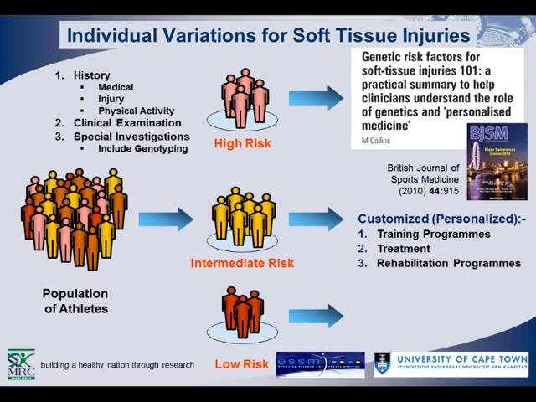So how can individual variation lead to soft tissue injuries? Well, taking into account the individual's medical or clinical history, the injury profile, their physical activity, one can look at the genotype, and together with all of this, we can stratify individuals into high risk categories, intermediate risk categories, or low risk categories. Once you know the individual's risk status, you can therefore design or manage that individual's training or rehabilitation programs much better.